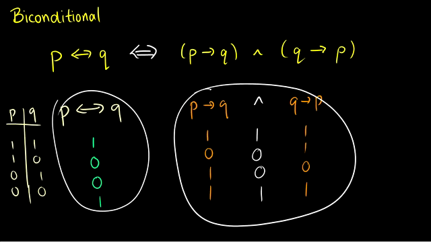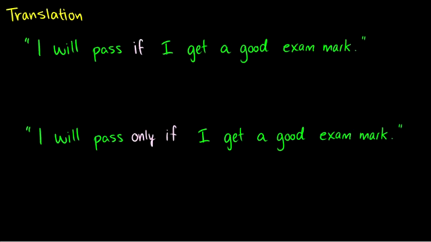So the biconditional is actually a conjunction of two conditionals, which makes sense because the biconditional is if and only if. P arrow Q is the same thing as P only if Q, and Q arrow P is the same thing as P if Q. So the biconditional is P only if Q and P if Q, which would be P if and only if Q. Now let's do some practice translating these.